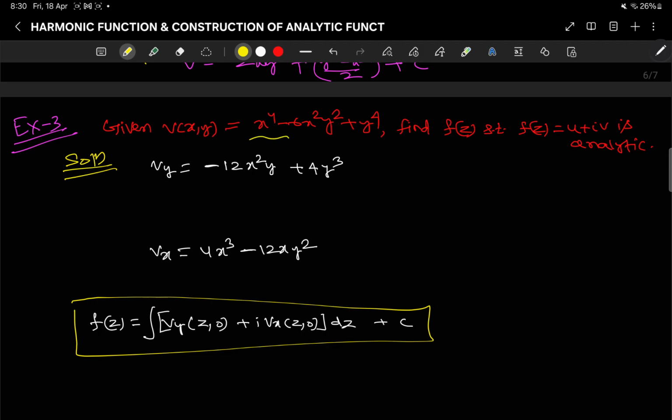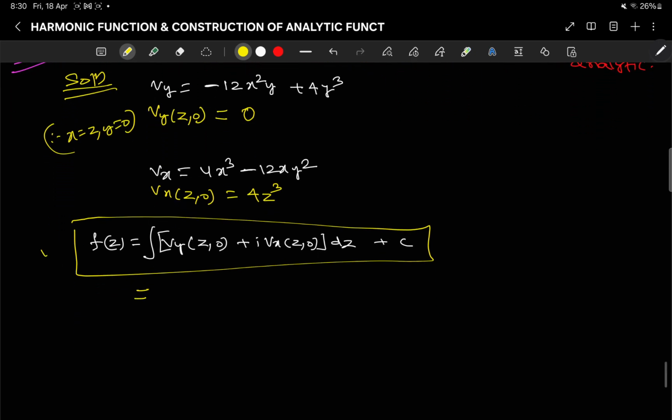So in this example you are given this as your v. Okay, so we find vy. So now vy(z,0) we find. x is equal to z, means x is z and y is 0, we are substituting, right? So this is 0, this is 0, and your vx(z,0) is 4z cube. So this will be the Milne-Thomson formula. Here vy(z,0) is 0, integral 0 plus i 4z cube dz plus c.